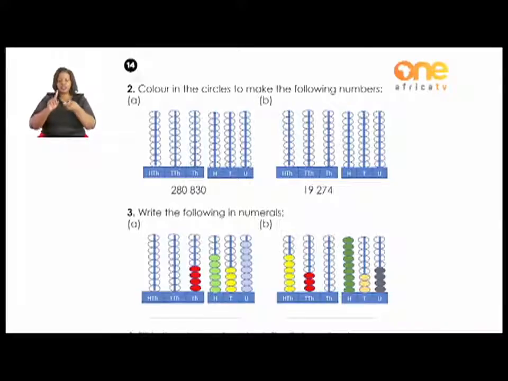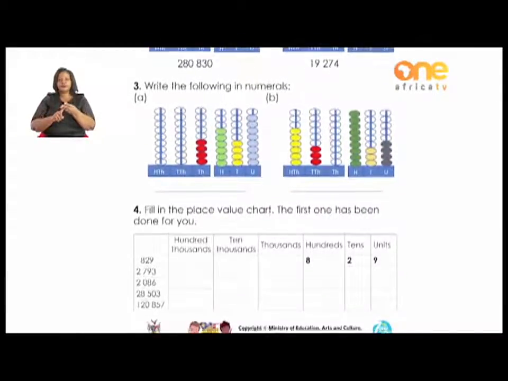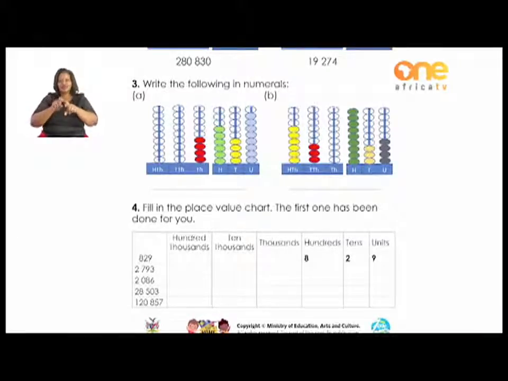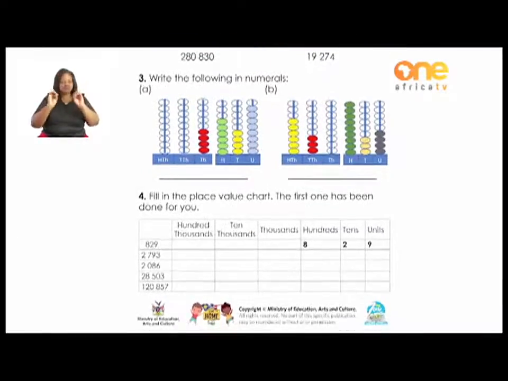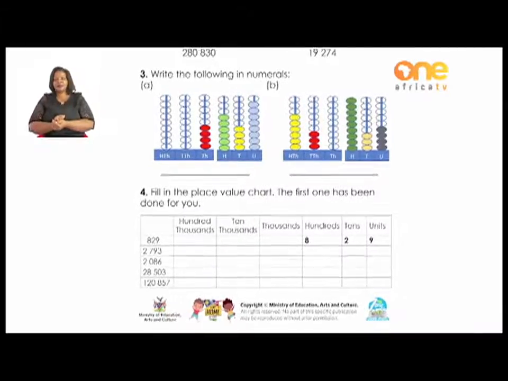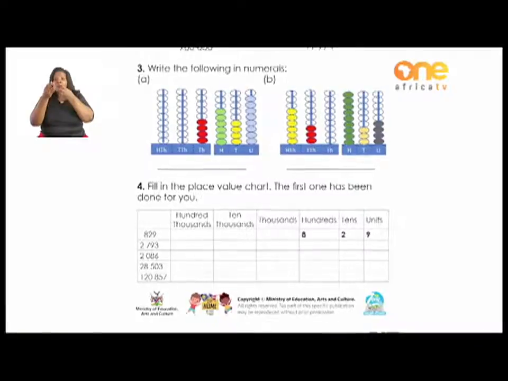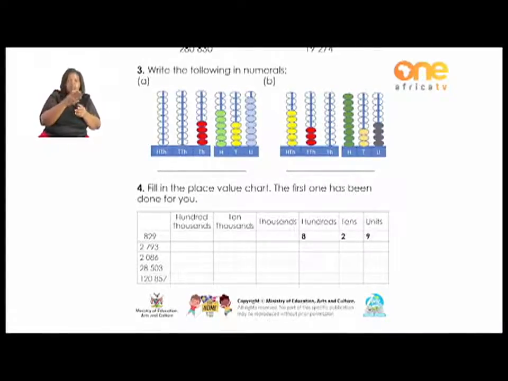Number 3, write the following in numerals. Here the numbers are not written. All you have to do is write them down below the place values, and then write them nicely on the line. You can use a pencil first and then write them on the line nicely with a pen. You have to look at the units, how many shaded circles are there, then write your digit as a unit, you go to the tens, and so on and so on. I think that's also easy.